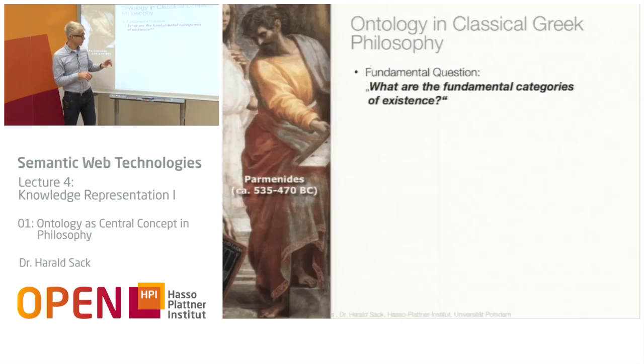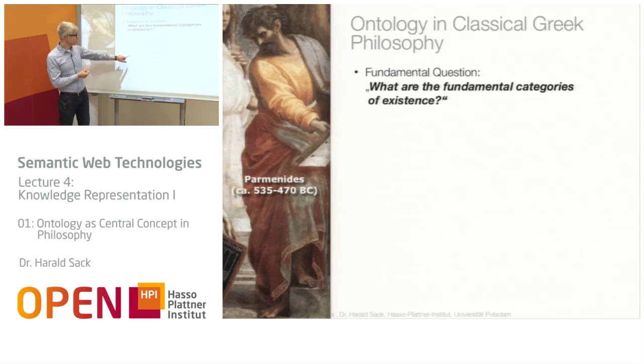So Greek philosophy and especially ontology starts in an era in the 6th century before Christ, so 6th century BC. And one of the first philosophers that dealt with the question of ontology was Parmenides, and he posed the question, so what are the fundamental categories of existence? How can we structure the world according to the basic questions that we have seen before?